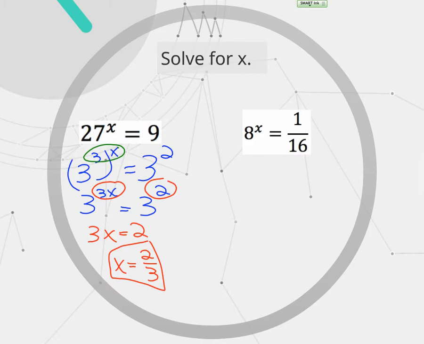And again, how many steps you take depends on how comfortable you feel with switching these things into the bases that we want to work with. Questions on that one? So the next one, I have 8 to the x power over 1/16. So what base would I use here?